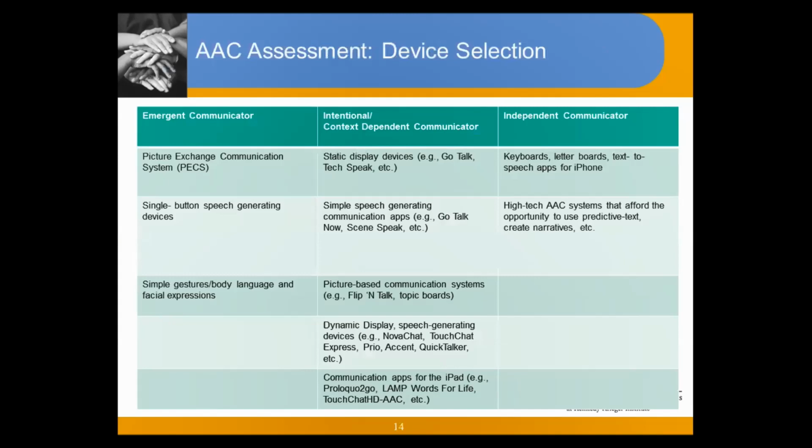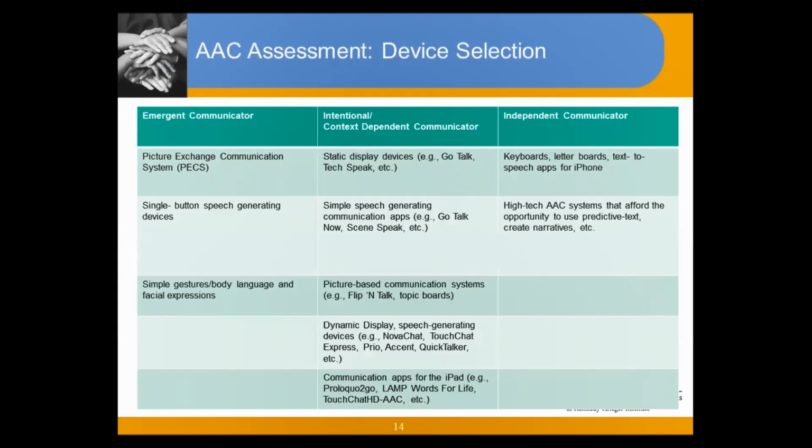Picture-based communication systems that don't have speech output, things like the Flip and Talk, which is this system. This has a greater vocabulary array than picture exchange communication system, in that it has a lot more space, real estate for pictures, so you can have a lot more words on there. And you can also work on different functions of communication as well, commenting, engaging in simple conversations, things like that on this system. But this doesn't have the voice output component, and topic boards as well.